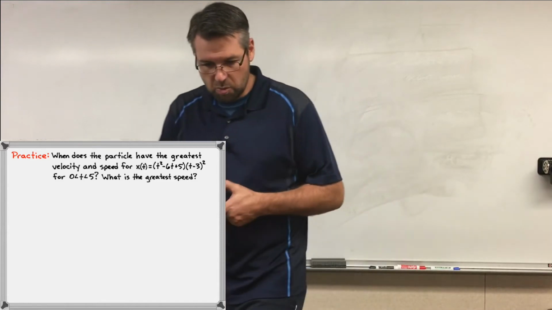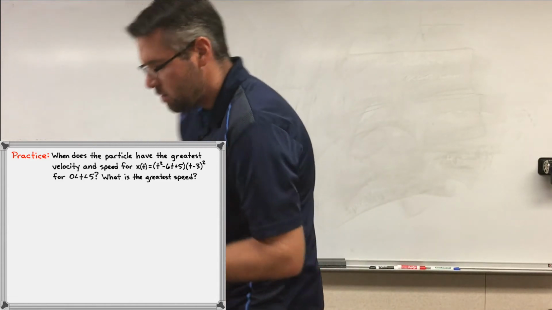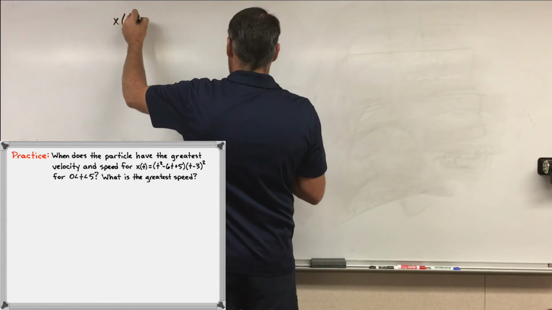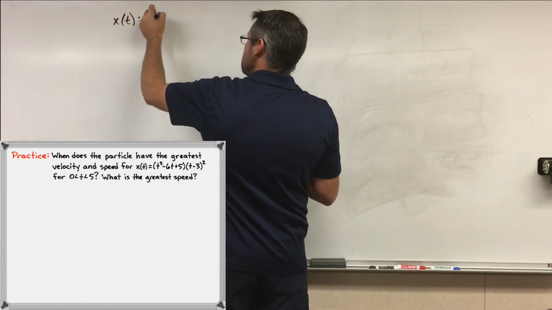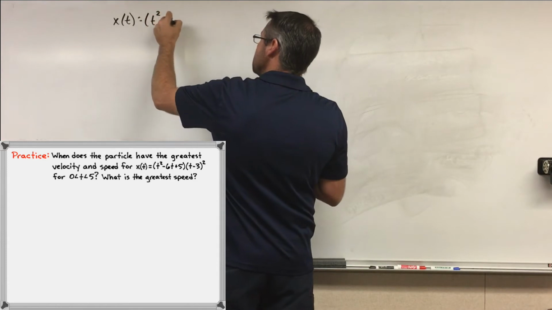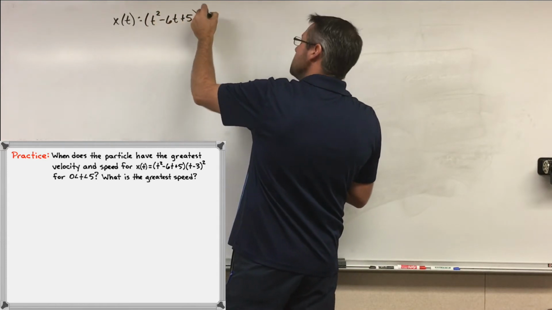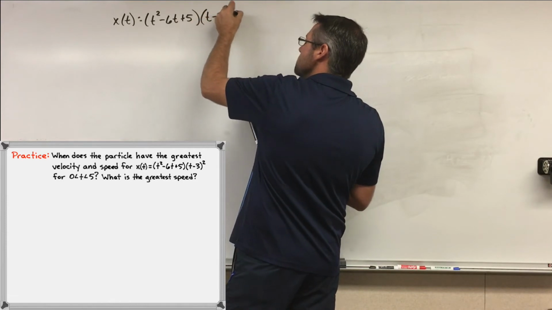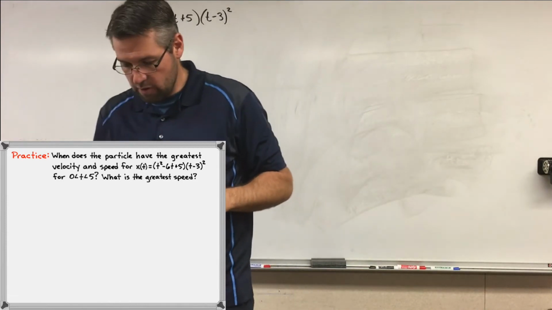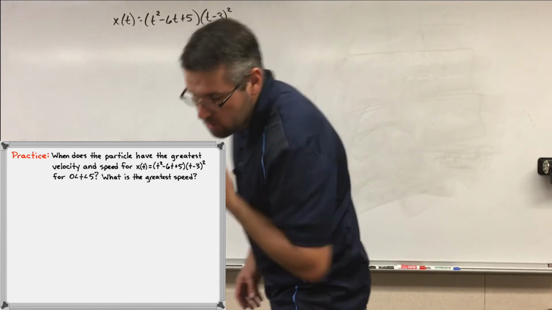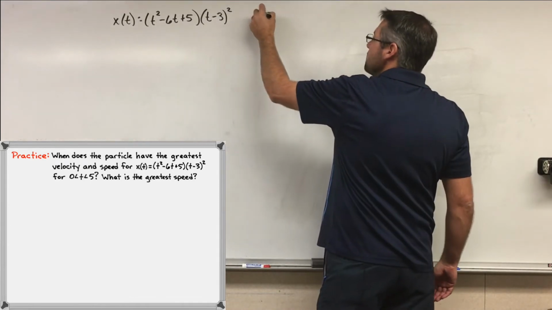All right, for this problem, we are given a position of t squared minus 6t plus 5, and then times t minus 3 squared. And we're looking for the greatest speed, and our interval is from 0 to 5. Over the interval 0 to 5.